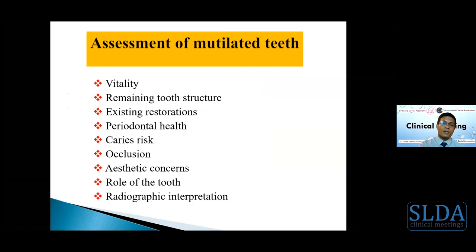There are various factors that should be assessed prior to treatment planning. First and foremost, you should check for what? Check for the vitality of the tooth and take all the measures to preserve the vitality. And next, you should look for amount of tooth substance left. If it is severe loss, indirect restoration will be the treatment of choice. If the loss is minimal, then you can manage it with a simple restoration. Checking for existing restorations is also important. Here we check if the restoration is adequate or defective.